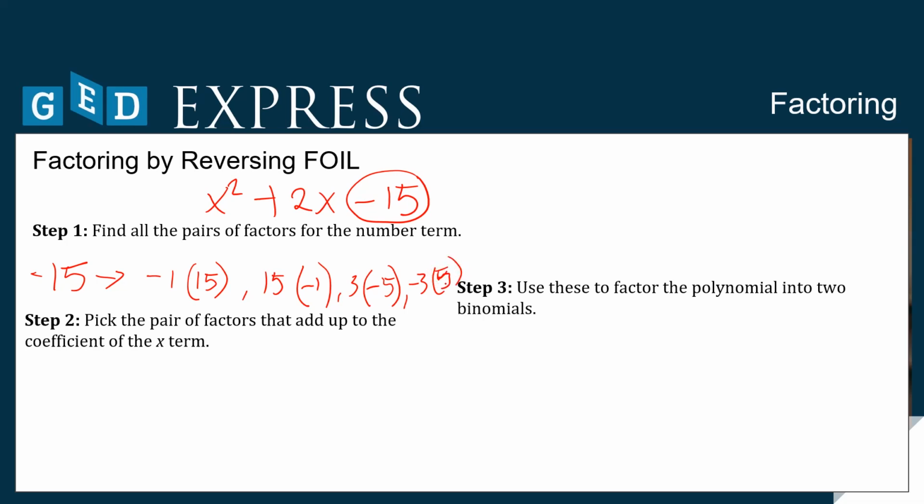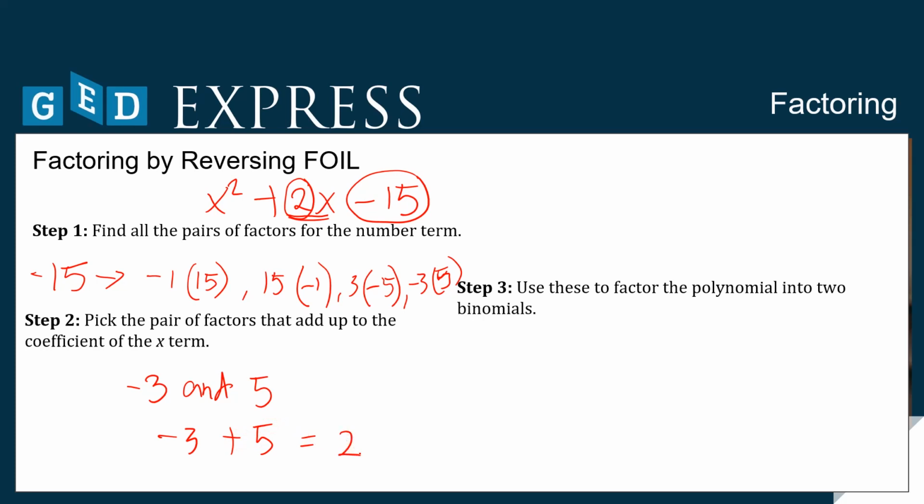Now the second step: pick the pair of factors that add up to the coefficient of the x term. But which one is the x term in the expression? The x term is the middle, and the coefficient is 2. So from the pairs of factors, the factors that add up to the coefficient of the x term are minus 3 and 5. Minus 3 plus 5 is equal to 2.